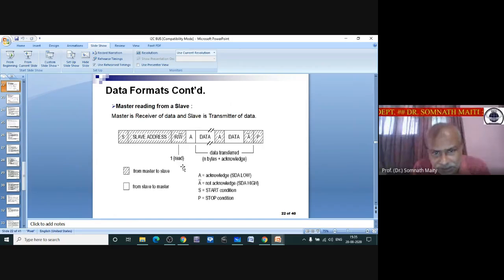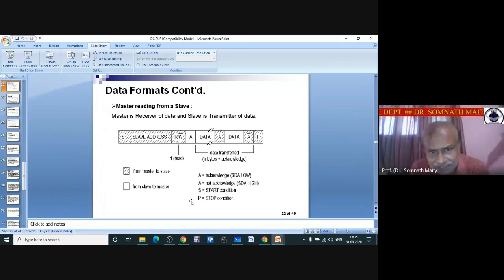This is what I've said. A is the acknowledgement. Acknowledgement means the serial data will be low. A-bar is not acknowledged, SDA is high. If it is low, that means it is acknowledged. If it is high, that means no acknowledgement, which means the address is not received.